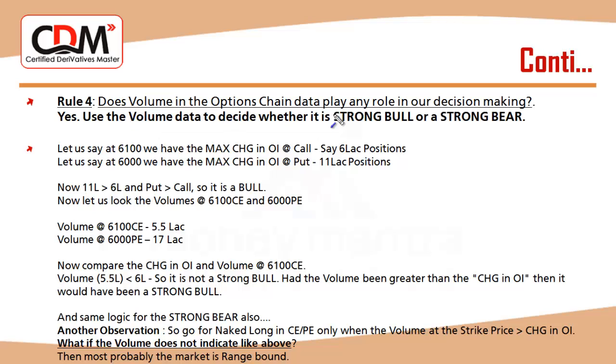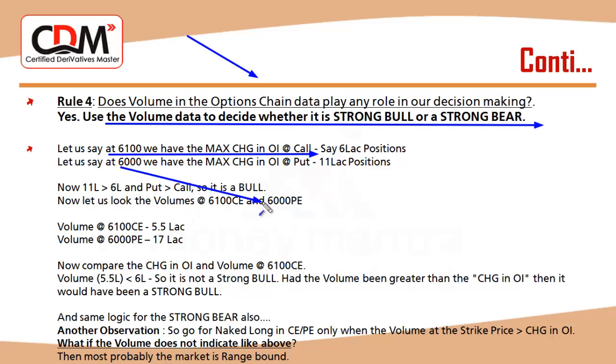Now, does volume in options chain data play any role in our decision making? Yes, certainly. The volume data helps decide whether it is a strong bull or a strong bear, because volume tells us whether the market is in a strong bull or strong bear. So let's take an example of how we should interpret this. Let us say at the 6100 level we have the maximum change in open interest at call, say 6 lakh positions changed at the 6100 call level, and at the 6000 level we have the maximum change in open interest at put, that is 11 lakh positions.